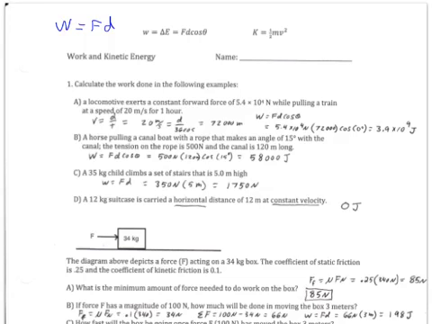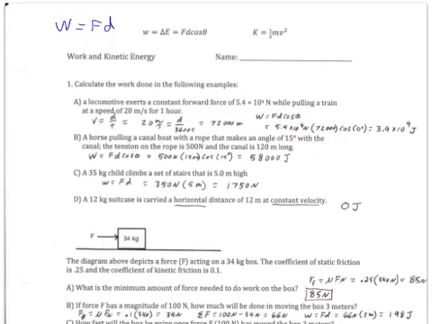Second one: a horse is pulling a canal boat with a rope that makes an angle of 15 degrees with the canal. The tension on the rope is 500 newtons. The canal is 120 meters long. So I'm going to use this form of the work equation since I'm working at an angle. I have a force of 500 newtons, the distance is 120 meters, and the cosine of the angle will be the cosine of 15 degrees. Just dump it into the equation, and what you get is 58,000 joules.